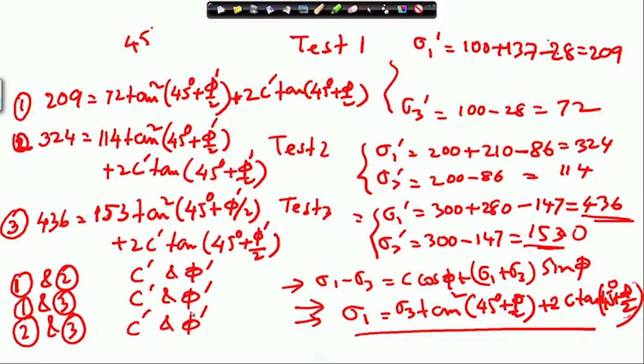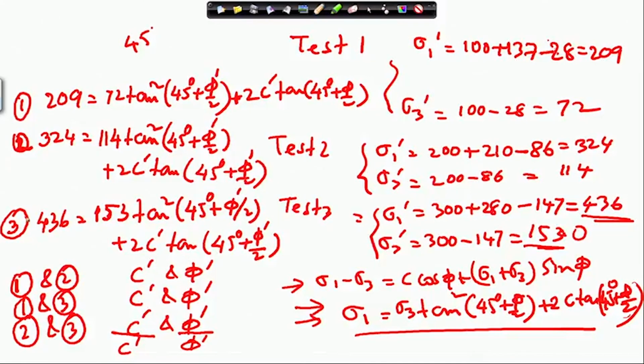So like that, I can get 3 different values, and then I can take the average. Suppose they are 10, 12, 11. The average of these 3 will be the c dash, and the average of the phi values will be phi dash. So that means I have got 3 equations, 1, 2, 3.